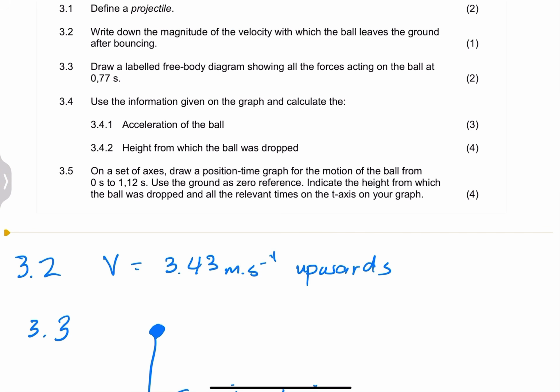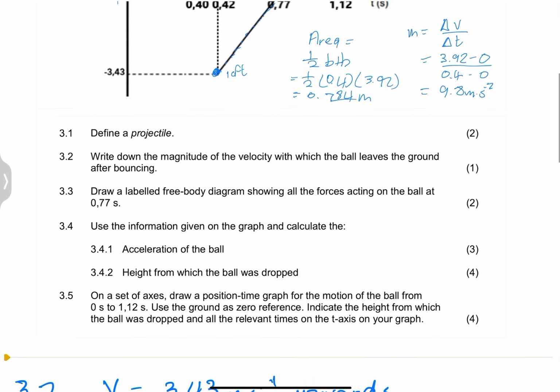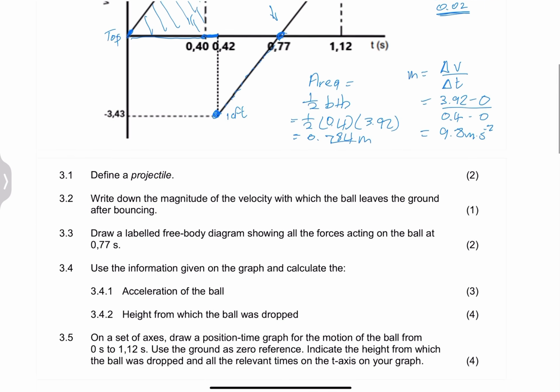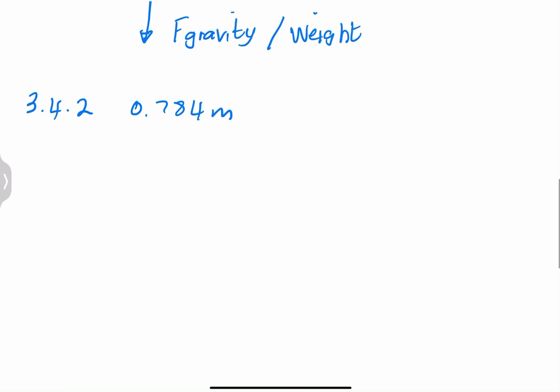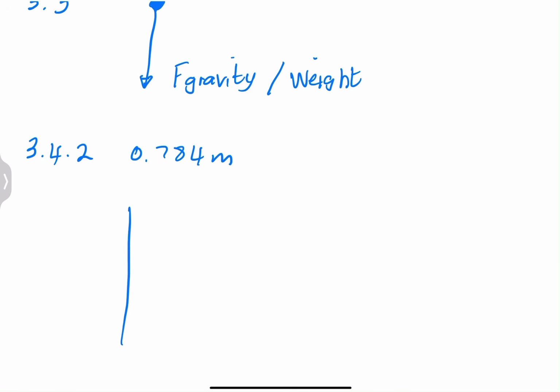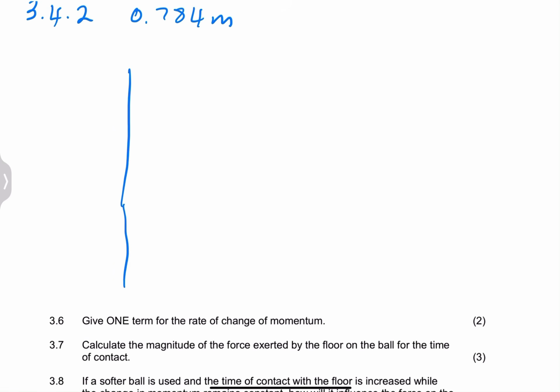All right, so the last portion of this segment, there's another subsequent question. They say to us, on the same set of axes, draw a position time graph for the motion of the ball. They say from 0 to 1.12, use the ground as zero reference, indicate the height from which the ball was dropped and all relevant time values on the t-axis. So we're now considering a position time graph. For the purpose of this graph, I'm going to take upwards as positive, because then it becomes easier for us to draw this graph.